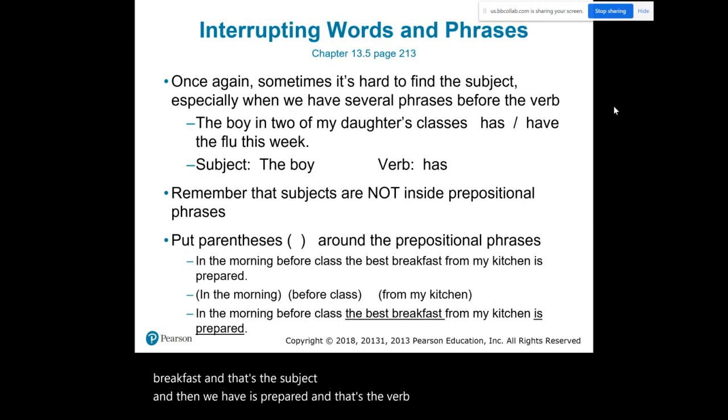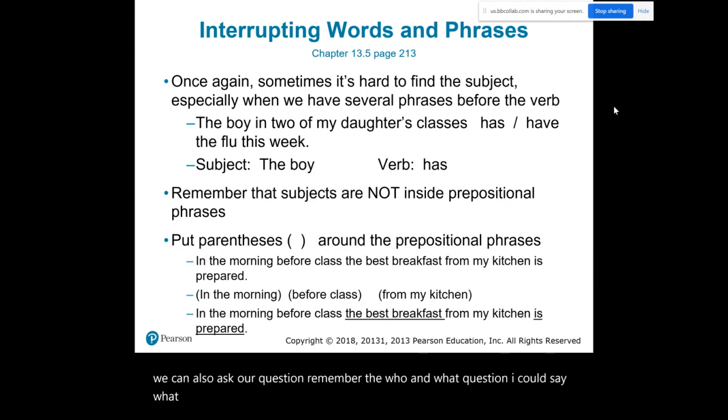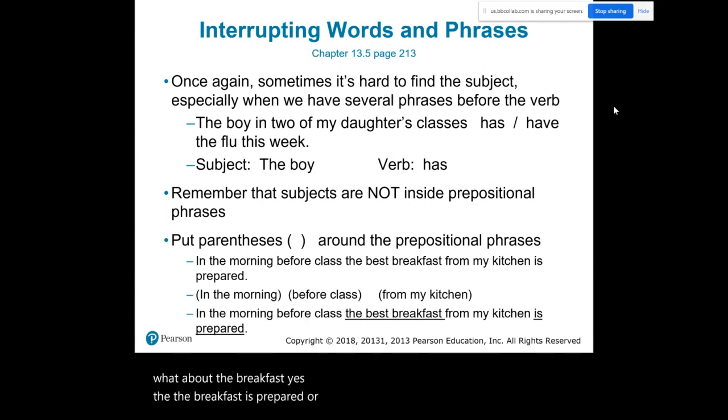We can also ask our question. Remember the who and what question? I can say, what is prepared? Is my kitchen prepared? No. Is the morning prepared? No. Is the class prepared? No. What about the breakfast? Yes. The breakfast is prepared or made, created. So breakfast is the subject. Okay? Anybody have, yeah, you have a question?